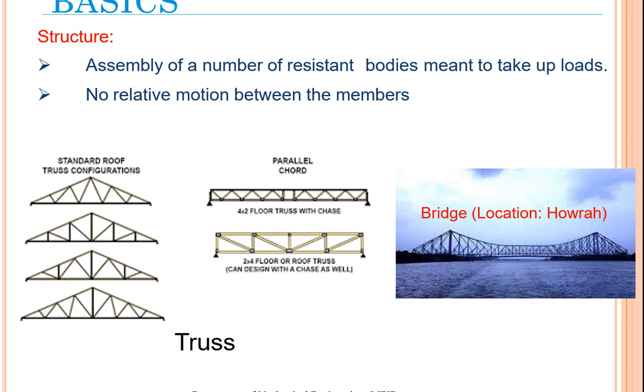So further, if you take a structure, you can see there is a structure where it is mounted on the standard roof. Parallel cord is added at the needed place. So you can see the Howrah Bridge where at the two ends it is fixed, and throughout the length various structures are added so that it is going to take the load. So this is a structure where we'll have a number of resistant bodies which are going to take up load. No relative motion between the members is there.